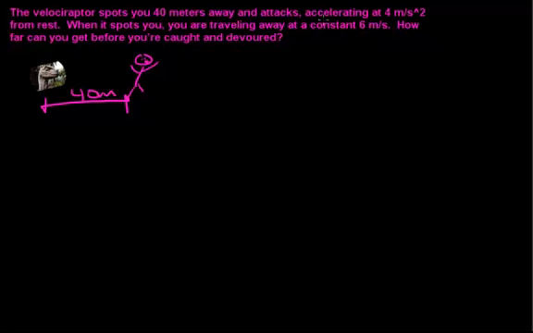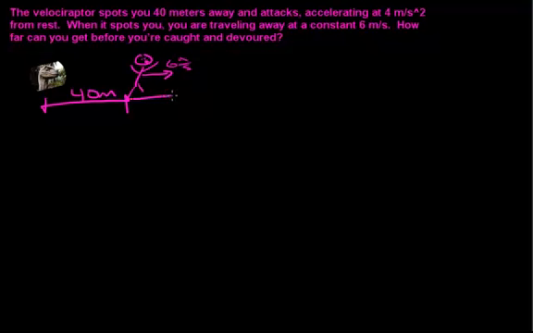And it's going to accelerate the entire time at 4 meters per second squared from rest, because, you know, she's a clever girl. When it spots you, you're traveling at a constant 6 already. Apparently you saw it first. Now that's not realistic. Velociraptors would always see you first, but for the sake of this problem, we'll assume that you saw it first. How far are you going to make it before you get caught and devoured?